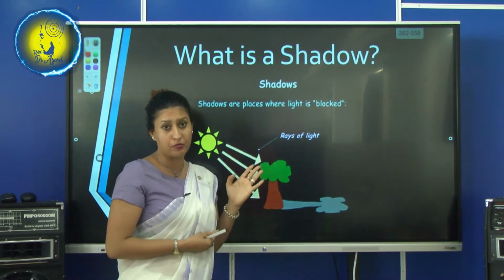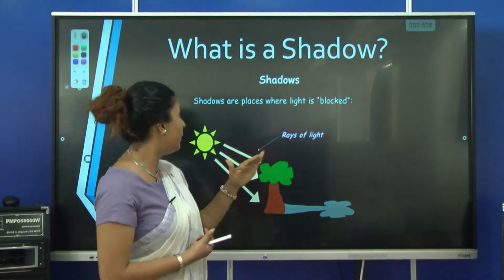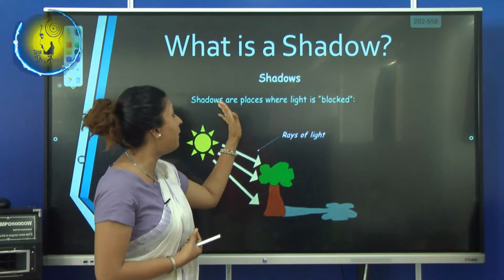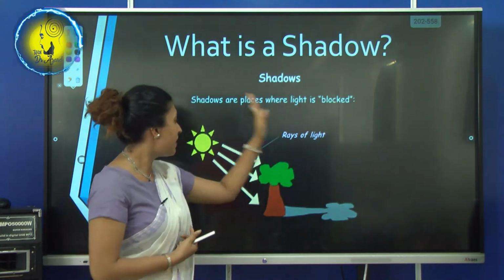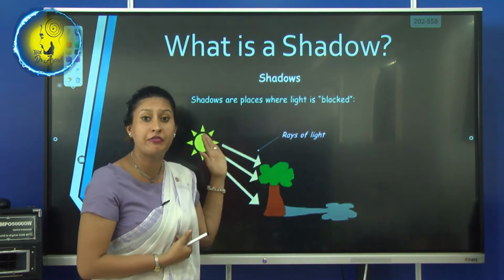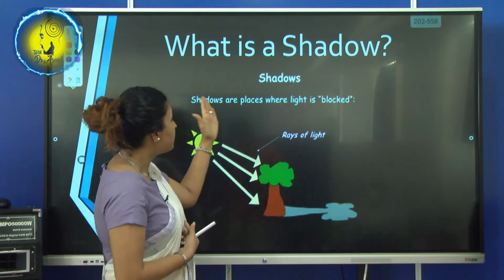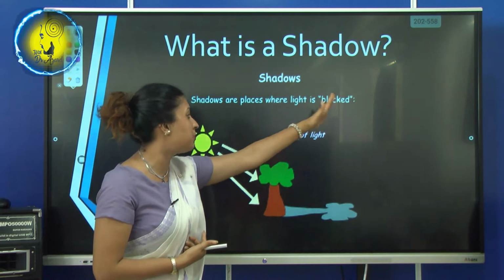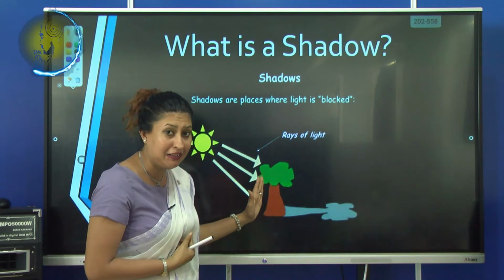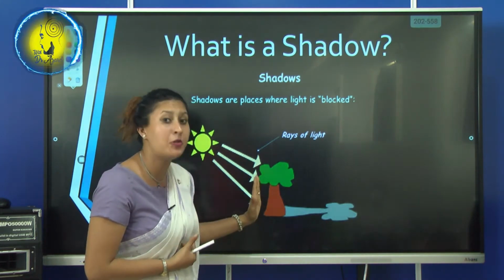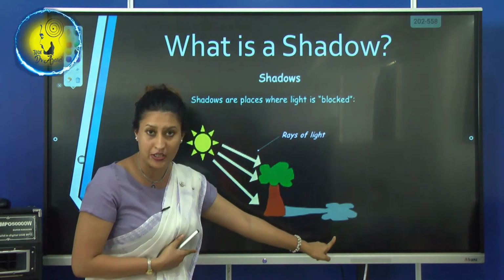What is a shadow? I always make sure to give a definition of what we are going to study, isn't it? So, shadows are places where light is blocked. You already know that, isn't it? So, this is the sunlight. The source of light is given as the sun here. Shadows are places where light is blocked. The sunlight is coming here and it's getting blocked due to this tree. Because of that, we can get the shadow here.